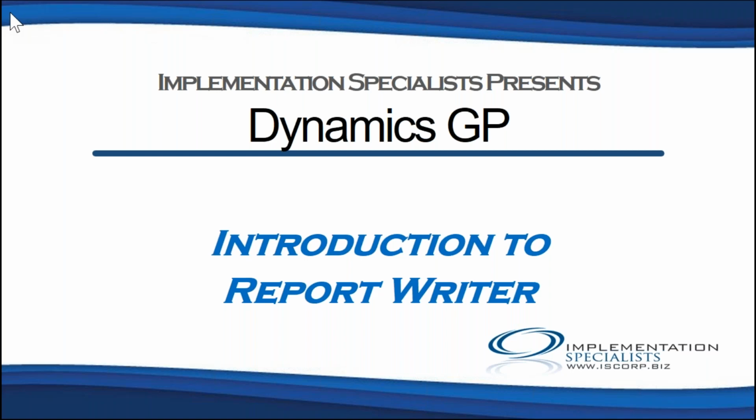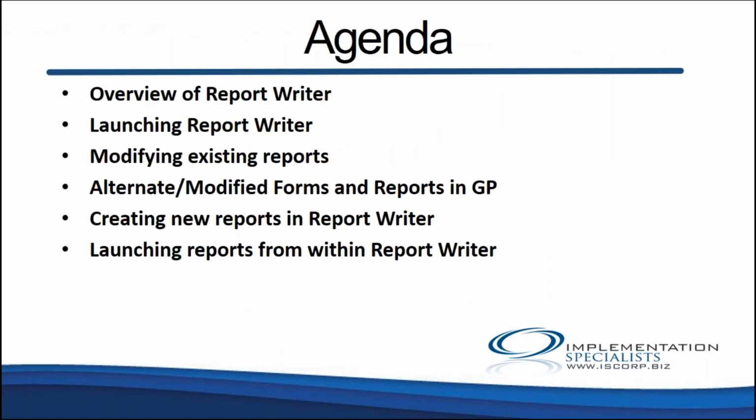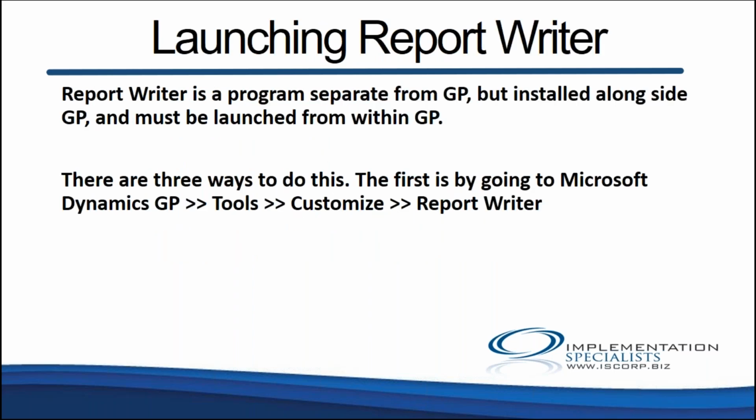This is a fairly long one. It will probably take most of the hour, but I will try not to go over for you. Just 6 points on our agenda: a high-level overview, how to launch Report Writer, and how to modify the existing reports within GP. Once you have those, how to make sure GP uses the modified reports through the Alternate Modified Forms and Reports window, how to create new reports in Report Writer, and launching reports from within Report Writer. The last two are kind of tied together because GP points to particular reports. If you do end up creating a new one, you won't be able to launch it from within GP, but you can within Report Writer.